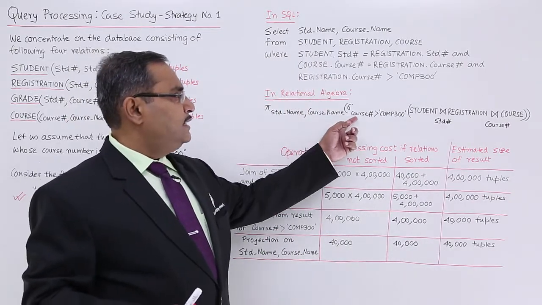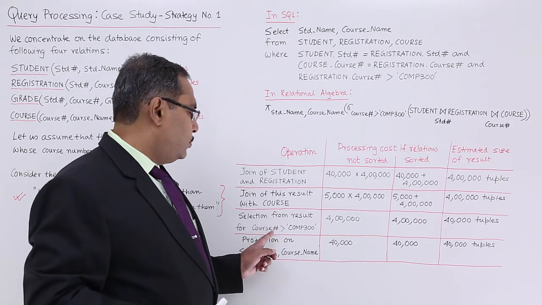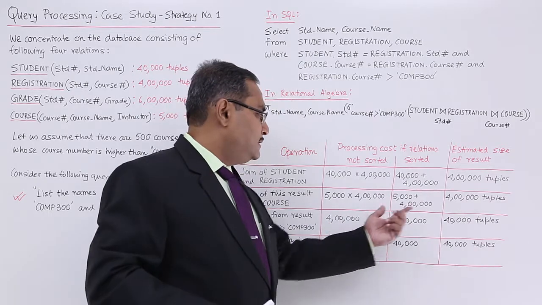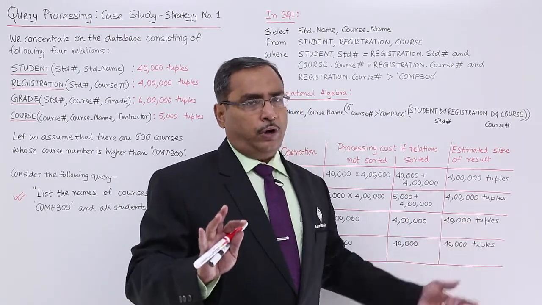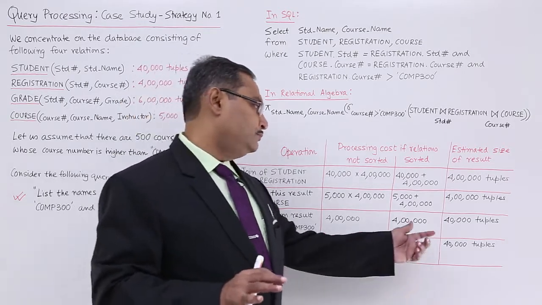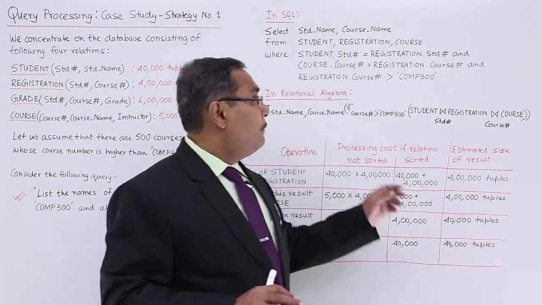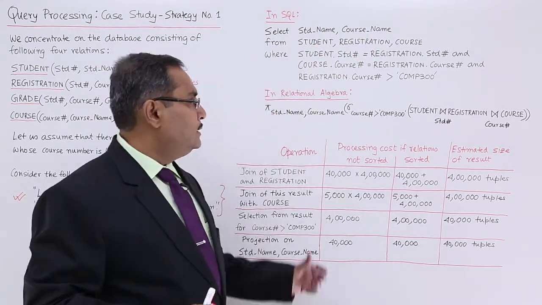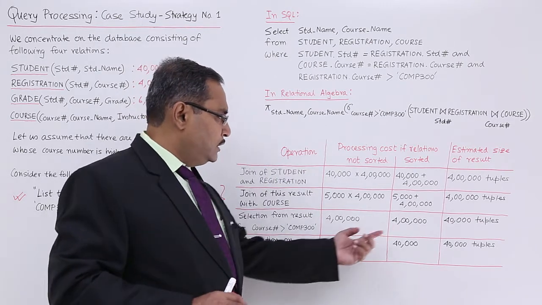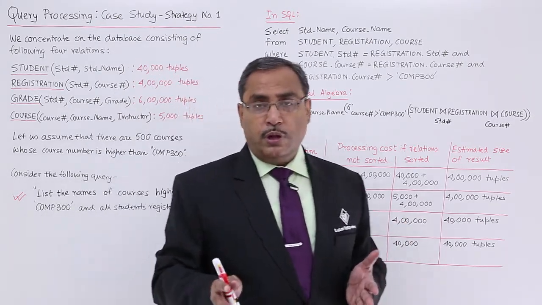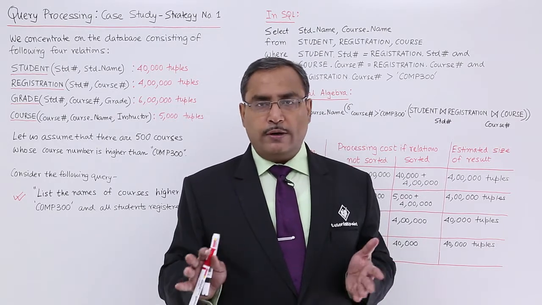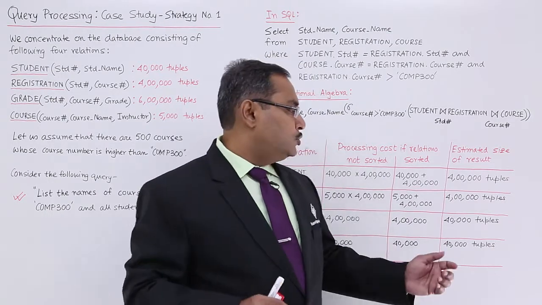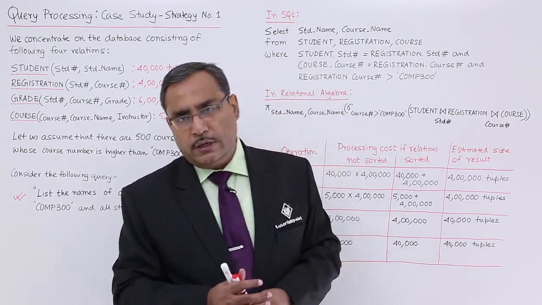So now the next is this one. Selection from result where course number is greater than COM 300. So it will be operating on this 4 lakhs, and similar case for this. Let us suppose the output will be 40,000 tuples. But we don't require all the attributes. We require only the student name and the course name. So we should be doing some projection there. If you do the projection on these 40,000 tuples, then obviously in the case of projection, the number of tuples does not get altered. Only the attributes are getting selected. So the resultant table will have 40,000 tuples.